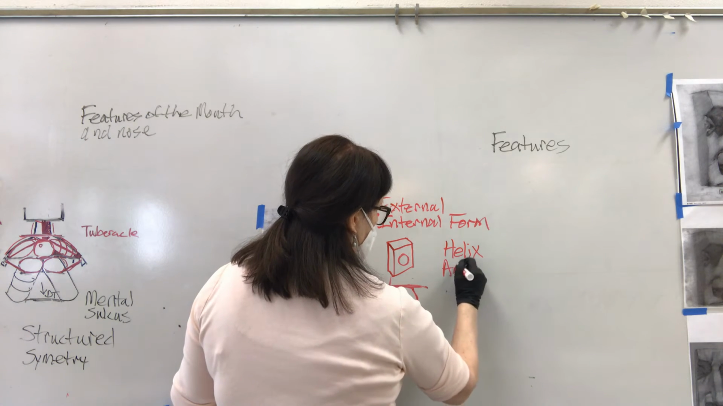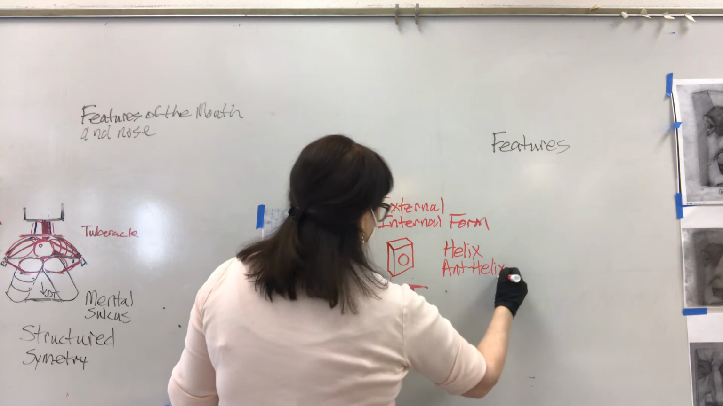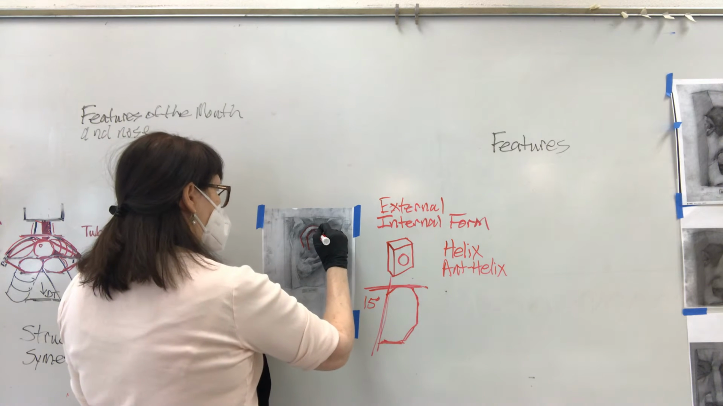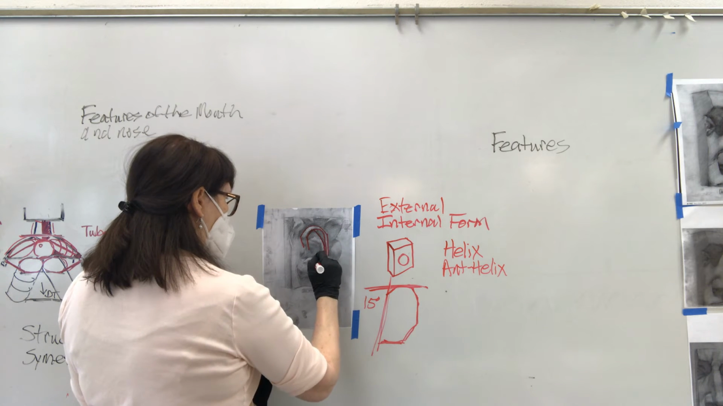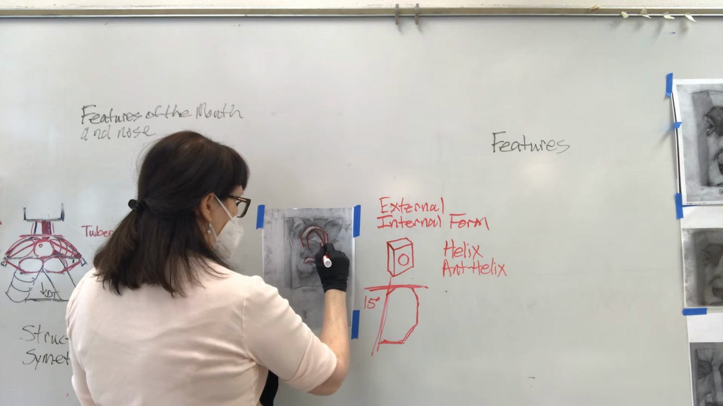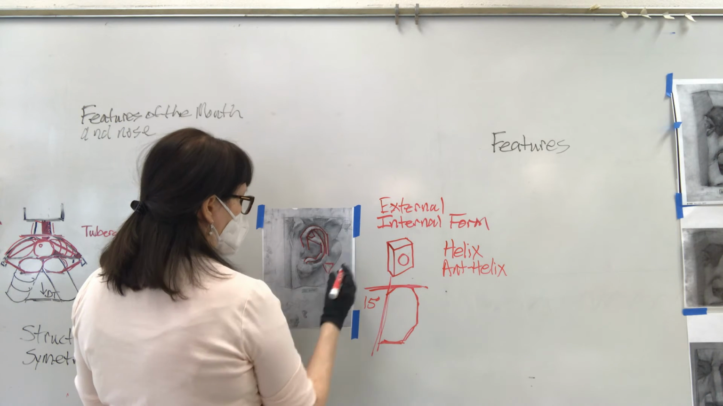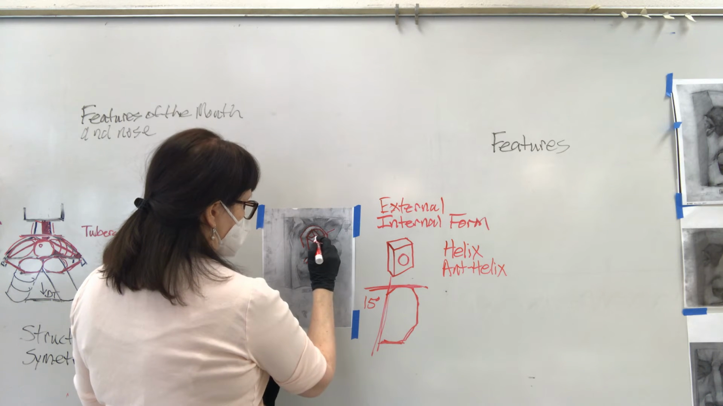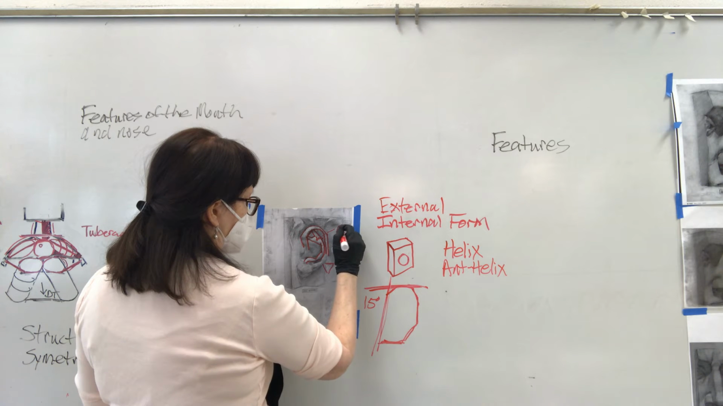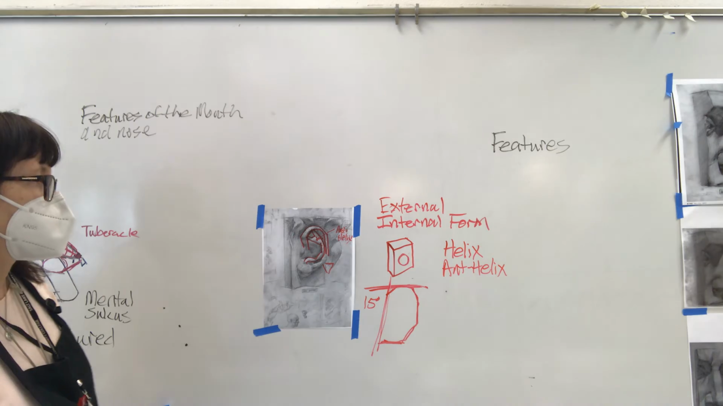Then there's an anti-helix. That's this shape right here, or secondary form. This is the anti-helix. Okay, so I've got a helix and an anti-helix.